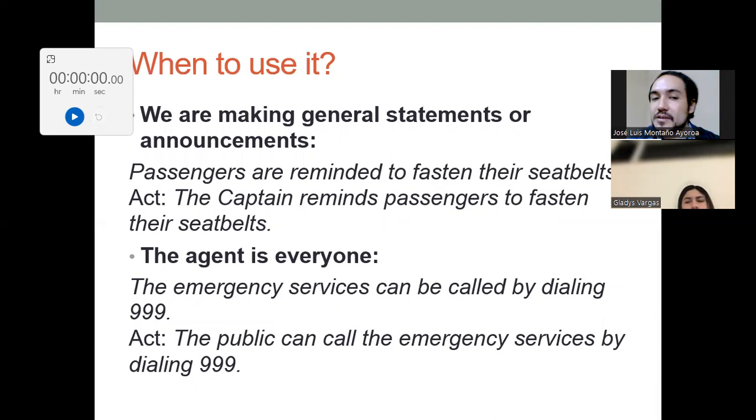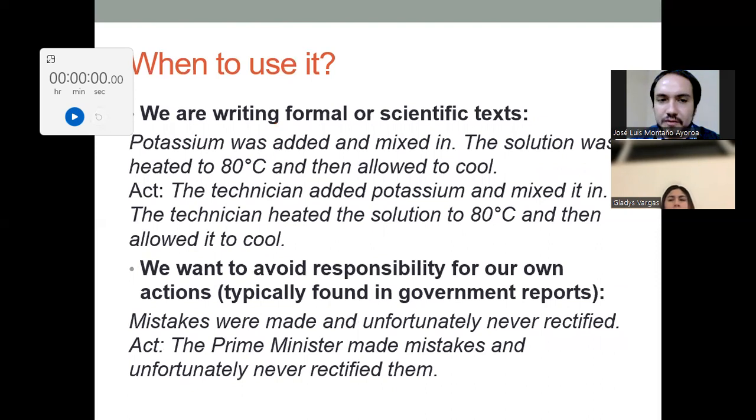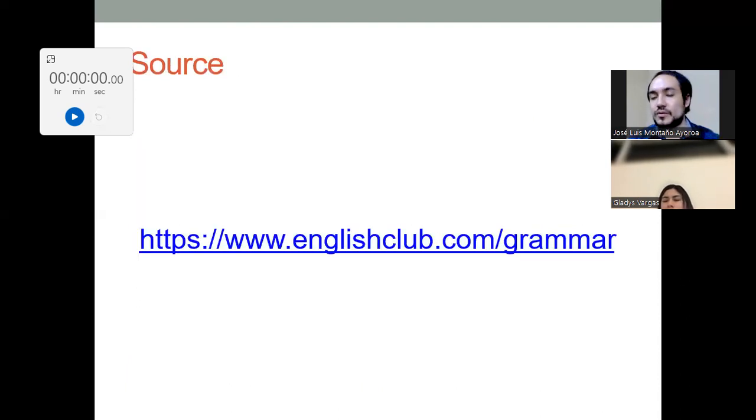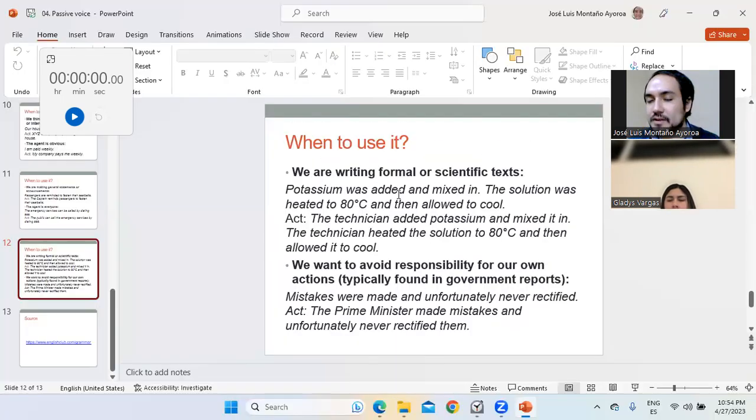Okay, now it says passengers are reminded to fasten their seat belts. That's a possibility. The emergency service can be called by dialing 999. That's another example for passive voice. All right. The last one's over here. Let's read this one. Okay, mistakes. This is the most important perhaps here. Mistakes were made and unfortunately never rectified. So that's also with passive voice. When you don't mention who did the action, you use passive voice. And here you have the sources. Check for more information and more details.